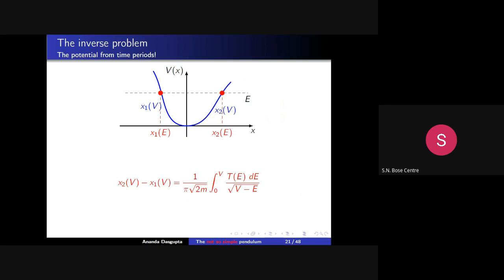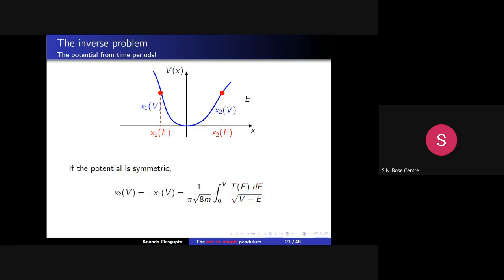So note that the solution to the inverse problem is the following. T of E is given. You divide that by square root of v minus E. I've just changed alpha to v in the last stage. That's it. Nothing else has been done. You would have got x2(alpha) minus x1(alpha). Now we have x2(v) minus x1(v). That's the change I made. So just by calculating this integral, you'll get x2 minus x1. That is, you will get the width of this curve. But notice the width is what comes out of the calculation, not x2 or x1 specifically.